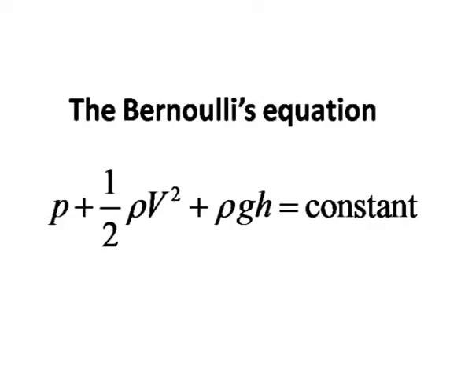Any equation describing a physical situation will only be true if both sides have the same dimensions. That is, it should be dimensionally homogeneous. For example, we take Bernoulli's equation, P plus 1/2 times rho times V square plus rho g h is equal to constant. Here P stands for pressure, rho stands for density, V for velocity, h is the elevation and g is the gravitational acceleration.